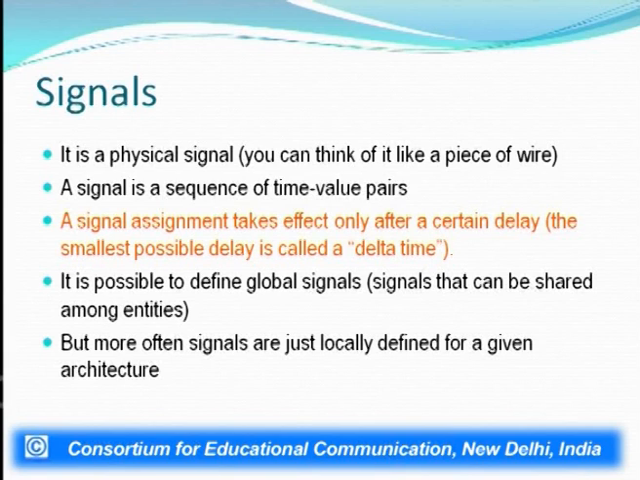The benefit of this is that it's a better documented design, and it is easier to update the design because the constant is always the same. Then there are signals. A signal is a physical signal, that means it can be considered to be a piece of wire, and it is a sequence of time value pairs. That means a particular value is going to be generated at a particular time. So, a signal assignment statement takes effect only after a certain delay, which is the smallest possible delay, called the delta delay. It is possible to define global signals that can be shared among entities, but more often signals are just locally defined for a given architecture.